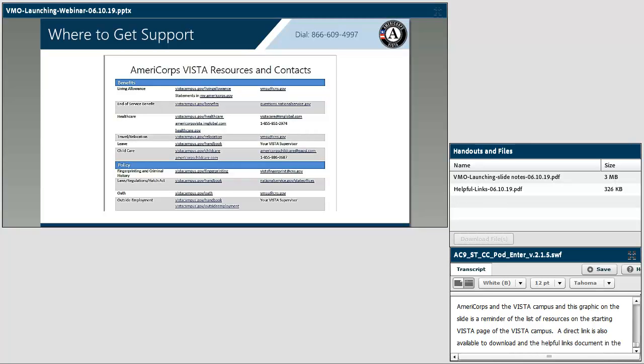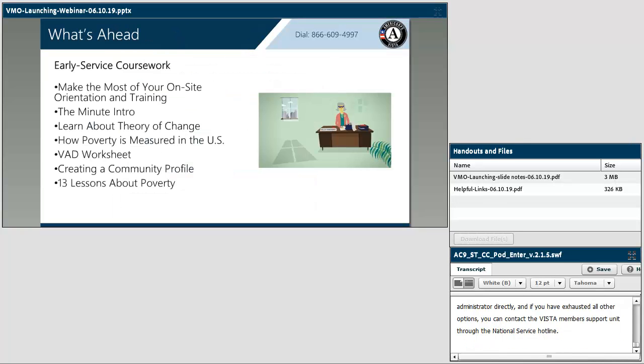Whether it's questions about sick leave or healthcare benefits, pay schedule, or policy, this list points you in the right direction. For benefits questions, you can also contact the benefits administrator directly, and if you've exhausted all other options, you can contact the VISTA Member Support Unit through the National Service Hotline. They are here to support you throughout your year of service.